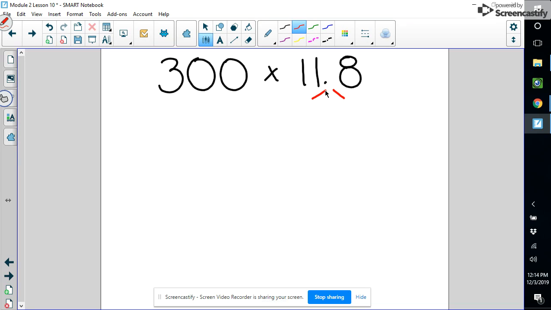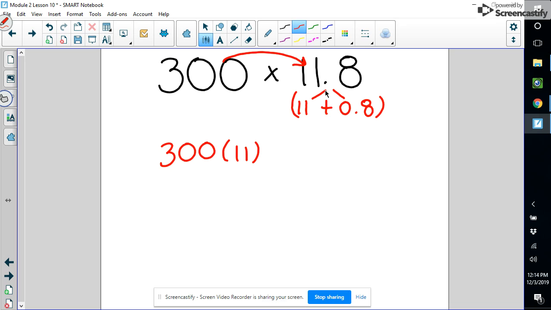When I look at 11.8, I have an 11 in the front plus 8/10 in the back. So I could separate that out into 11 plus 0.8. So I'm really multiplying 300 by both of those numbers. Using the distributive property, I'm going to do 300 times 11 because that's the first part of my problem, but I'm also doing 300 times 0.8. Remember, the parentheses are a multiplication symbol, so I'm going to be adding them in the middle. So this is what my problem now is going to look like.